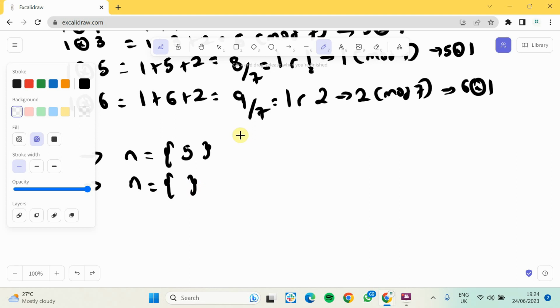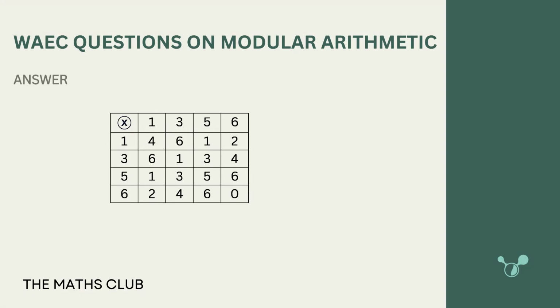So let's see if our answer is actually correct. These are our completed tables. You can see our first n is 5 and our second n is an empty set. If we compare what we have here with what we actually got, we see that it is the same thing. So let's continue to the next question.